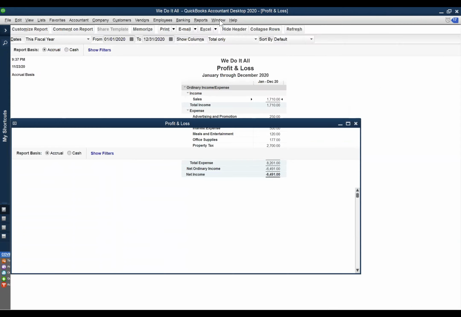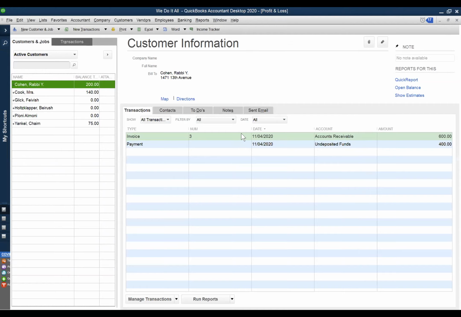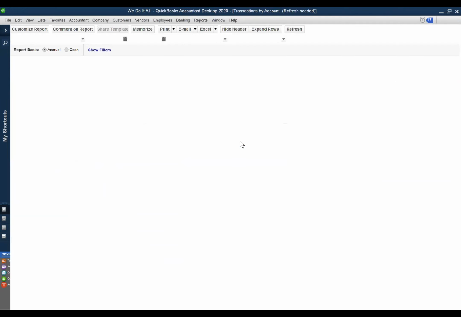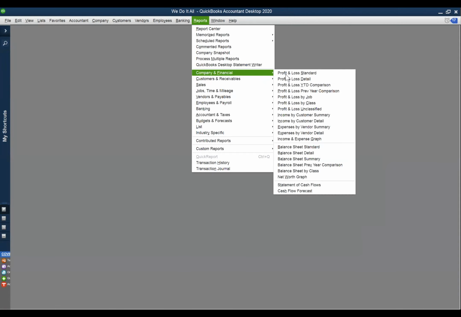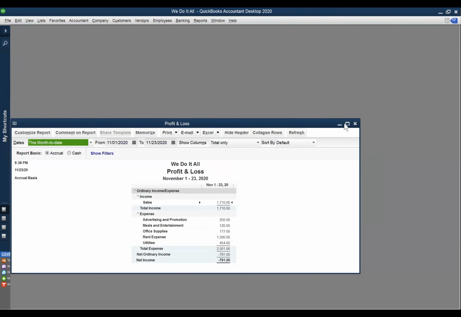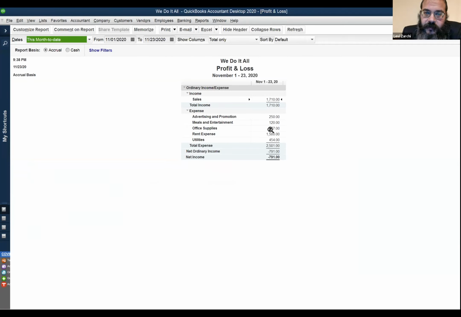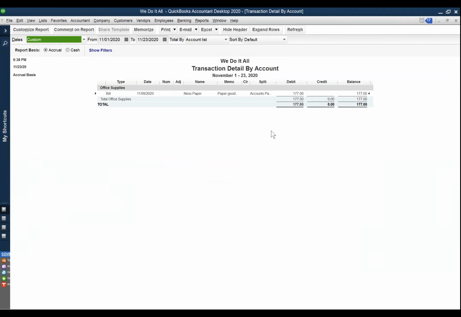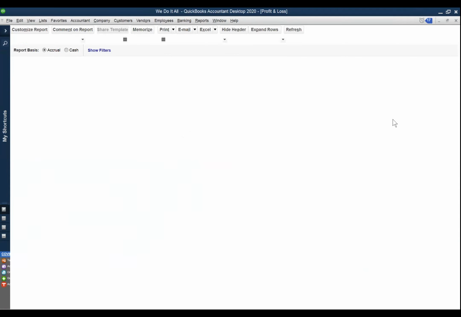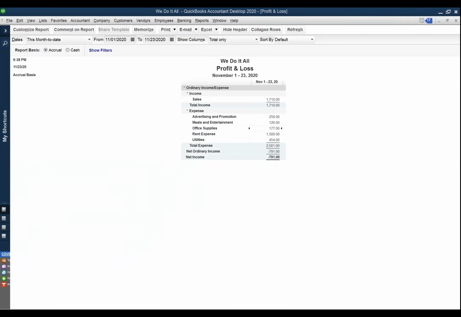Okay, so now let me just see. So the meals are 120. The office supplies, I have 505. What do you have? No, you see, it's only $177. So how do I get to 505? Let me double check office supplies.